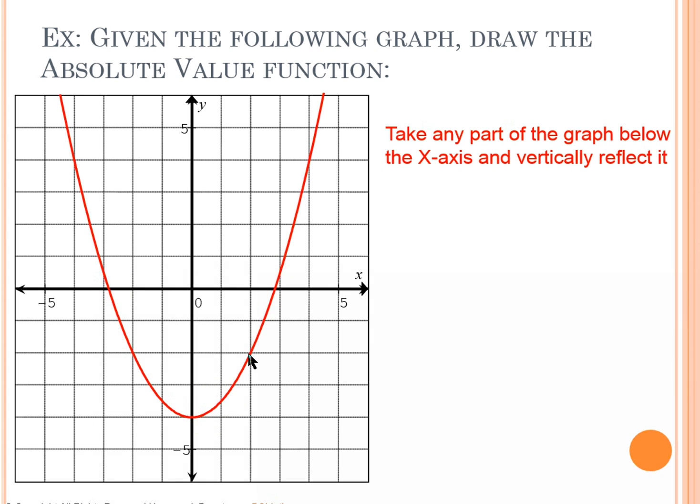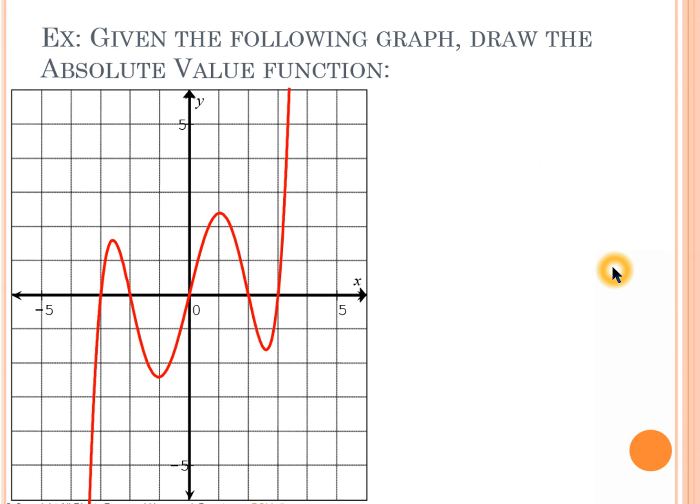So all I have to do is reflect it across the x-axis. And there we go. There is my reflection. So this is the absolute value. This whole thing is considered the absolute value function. Let's take a look at another example here.